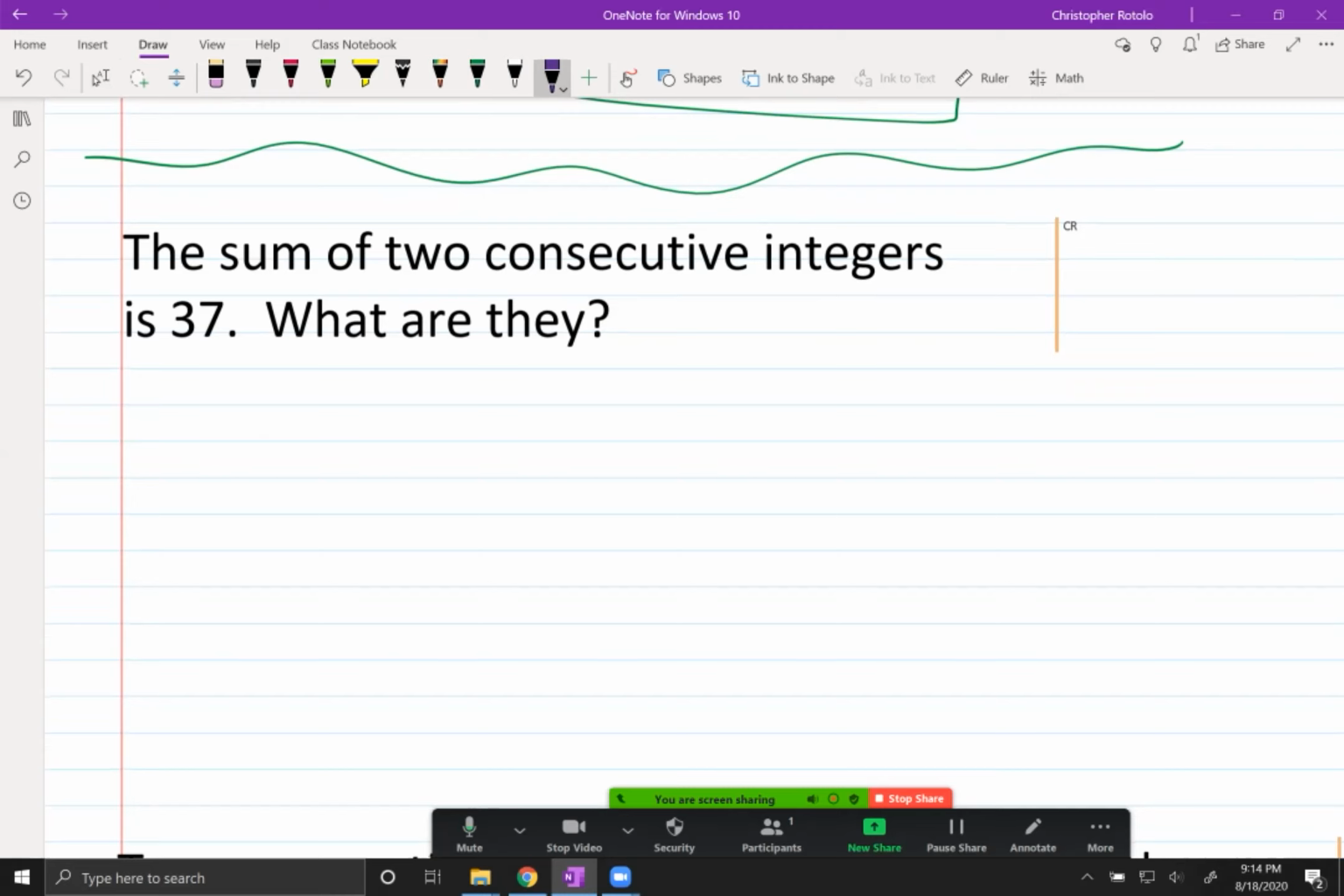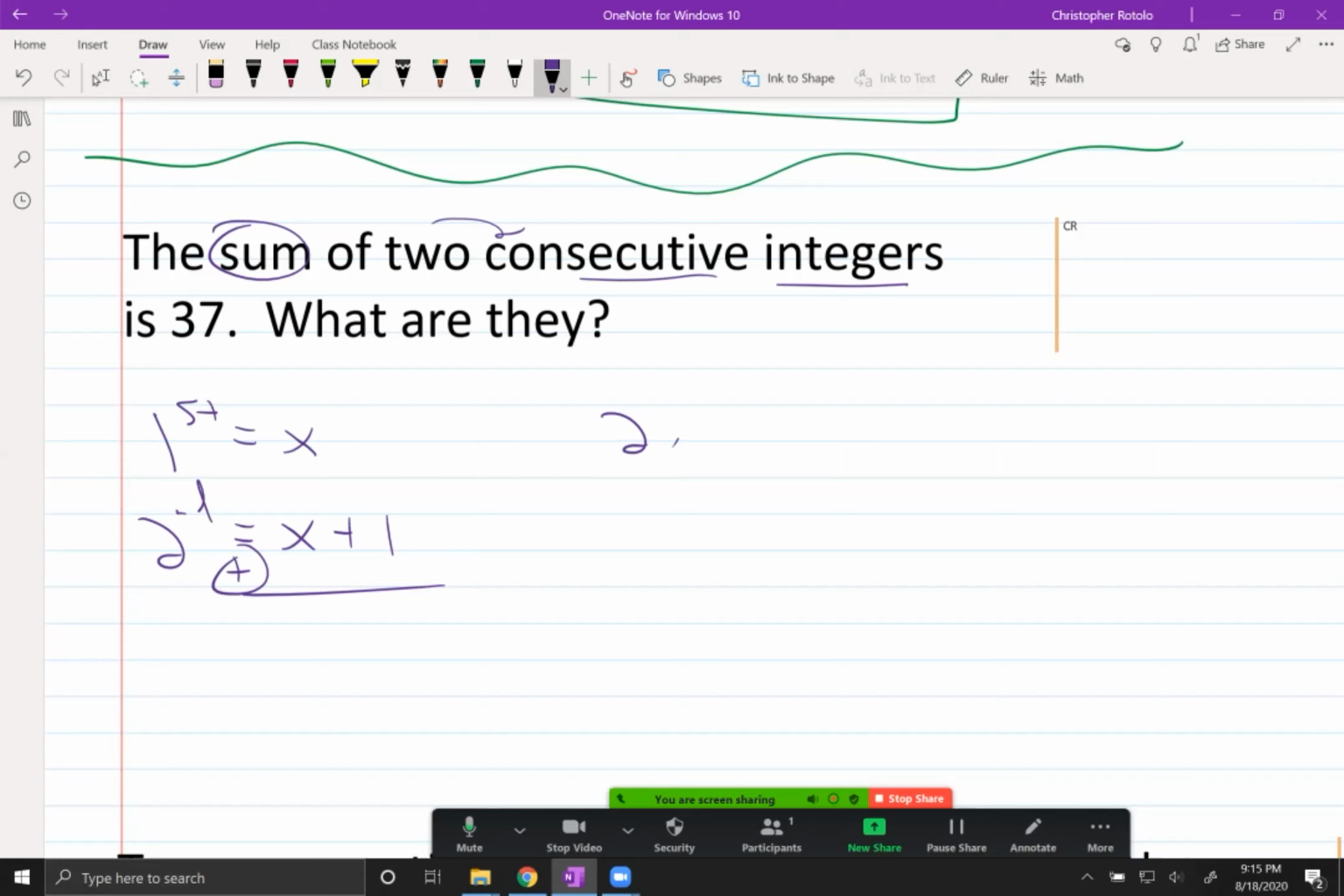So two consecutive integers. First of all, I have to remember what an integer is. That's positive, negative, no decimals, no fractions. We want them to be in order, and we want two of them. So we have the first number, x. We have the second number, x plus 1. That's how I get to the next one, right? We want to take the sum of them. So if I add those up, I have 2x plus 1, and it is 37. So that's how we build our equation out of it.